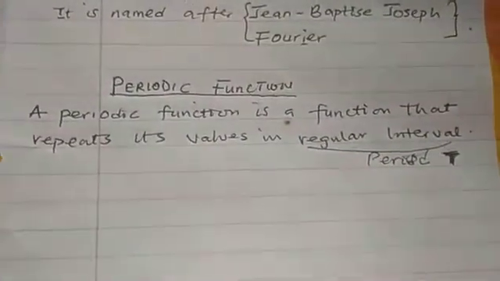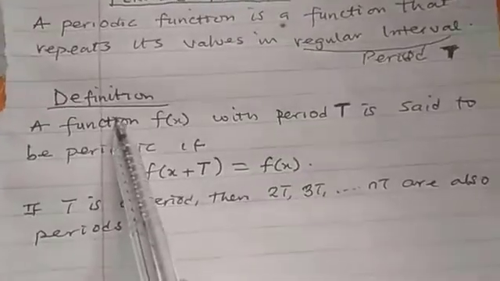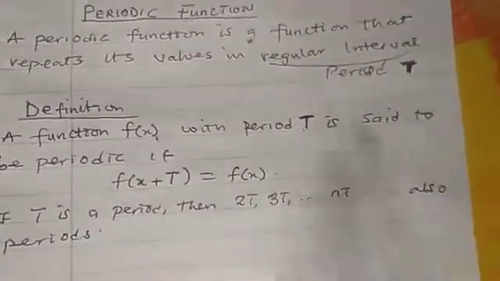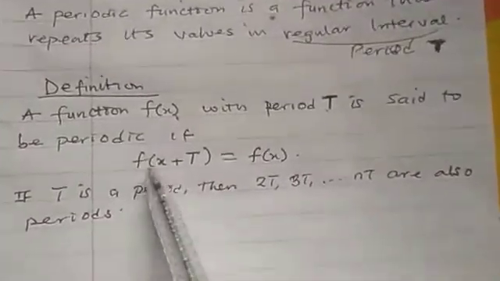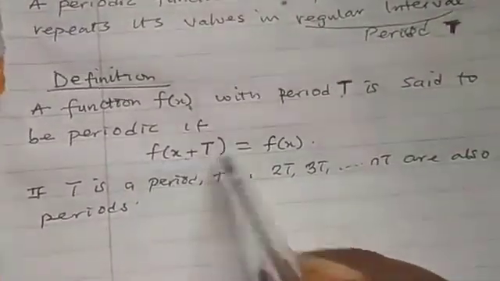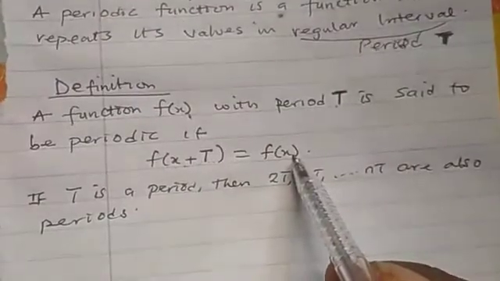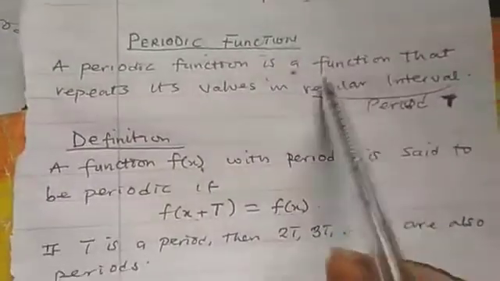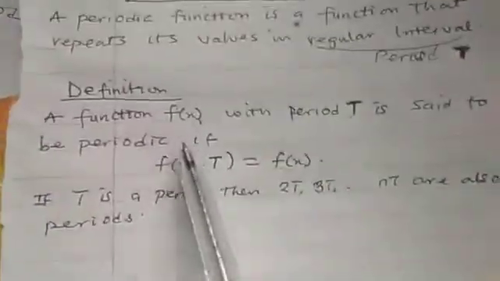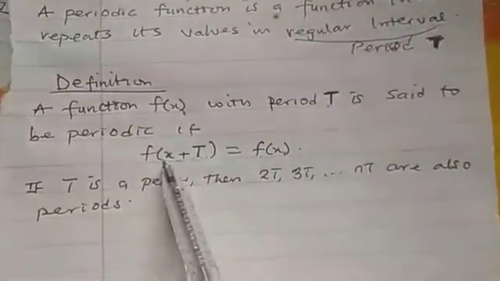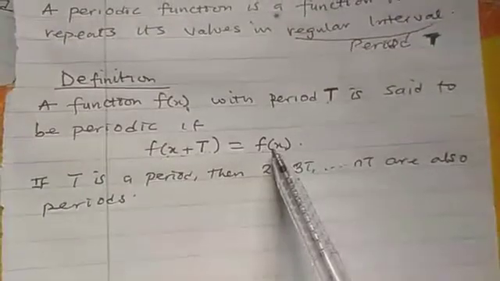Now let's give the formal definition of a periodic function. We have our formal definition here. A function f of x that has period T is said to be periodic if f of x plus T is equal to f of x. That is, if anywhere we see x, we turn it to x plus T and it's still giving us back the function, then we say that the function is periodic. The definition once again: if a function of x is periodic with period T, then f of x plus T must be equal to f of x.